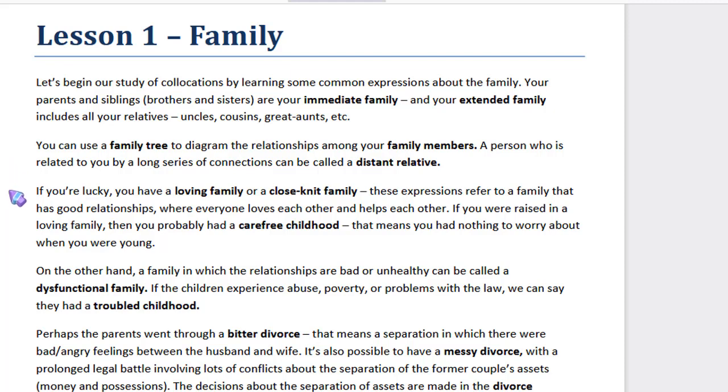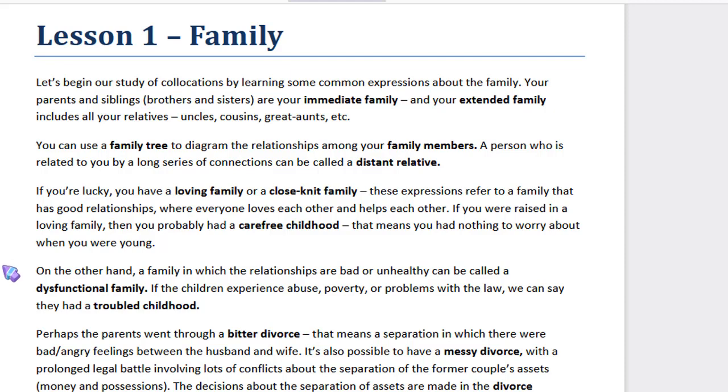If you're lucky, you have a loving family or a close-knit family. These expressions refer to a family that has good relationships, where everyone loves each other and helps each other. If you were raised in a loving family, then you probably had a carefree childhood. That means you had nothing to worry about when you were young.